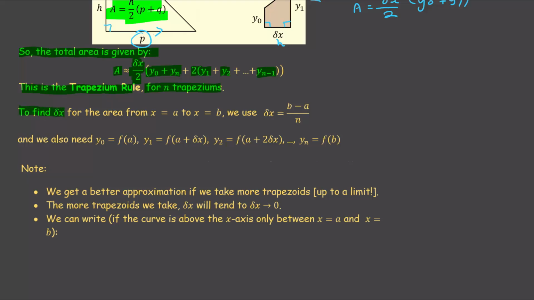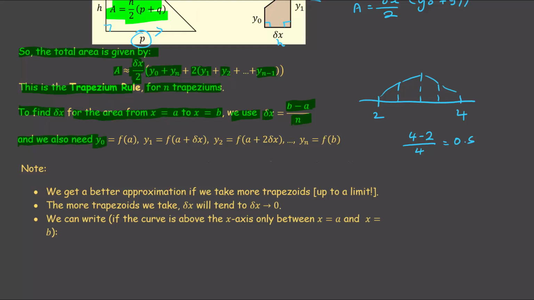To find the delta x for the area from x equals a to x equals b, we just use delta x is b take away a divided by n. So a simple example there would be, let's say we went from 2 to 4 and we wanted to have 4 trapezia. We would just do 4 take away 2 divided by 4, and that would be 0.5, and that would be right, wouldn't it? Because we'd have one at 2.5, then one at 3, then one at 3.5, and altogether that would form 4 trapezia for us.